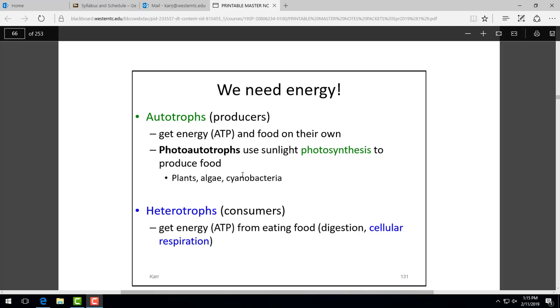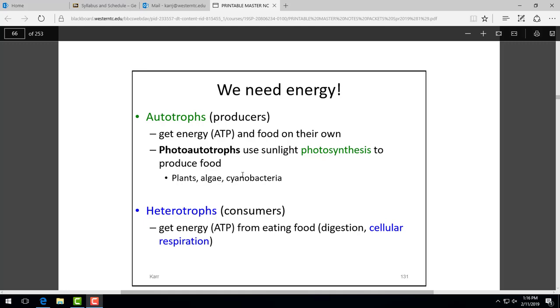Photoautotrophs are those that use sunlight to make their own energy, because we're going to find there are chemoautotrophs, some organisms that use chemicals to make energy. I'm not going to talk a lot about those, but the photoautotrophs we're going to talk a lot about. So plants, algae, and cyanobacteria. Those are special bacteria that have the pigments necessary for photosynthesis. Most photosynthesis occurs among the algae and the cyanobacteria. They're the largest producers of the oxygen we have in the atmosphere. So what does that tell you?